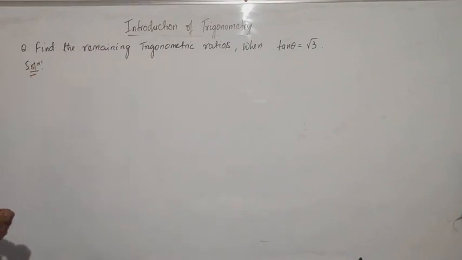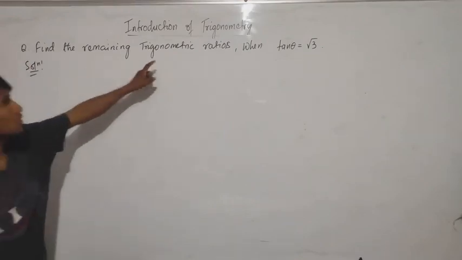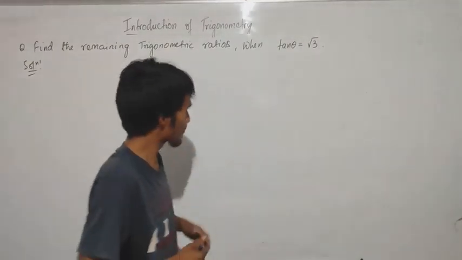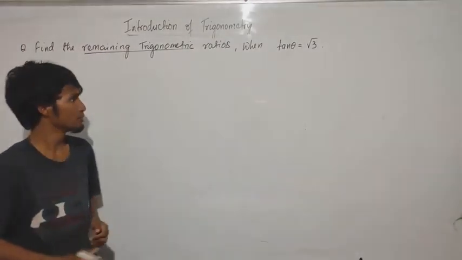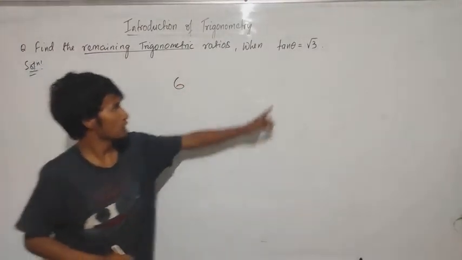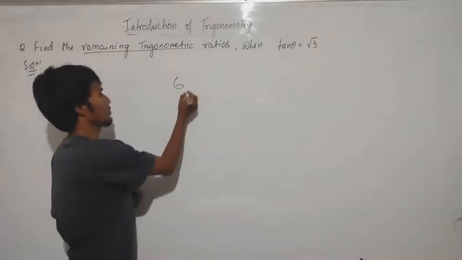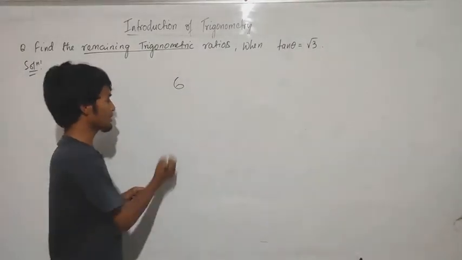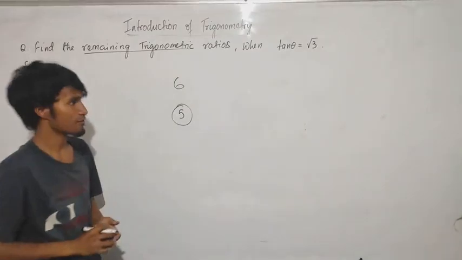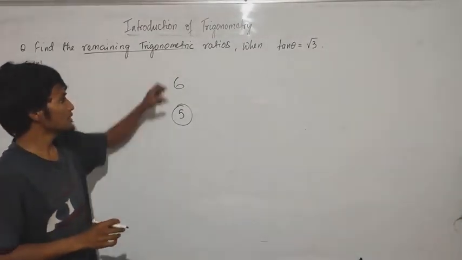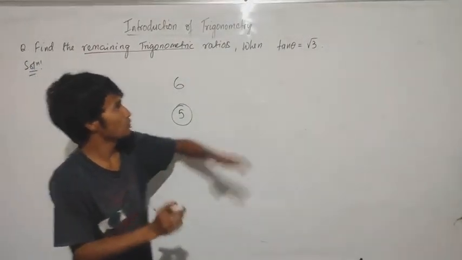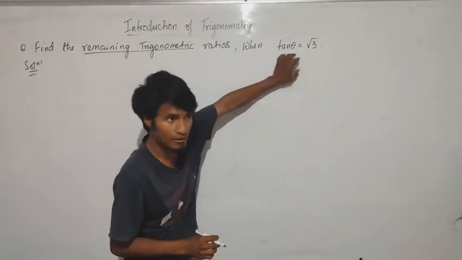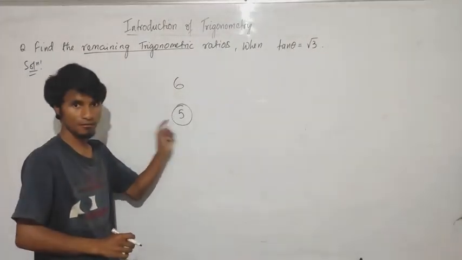Now what do we need to find? We need to find the remaining trigonometric ratios. How many are there in all? There are 6, and 1 is given. Then what is left? We need to find 5. There are 6 trigonometric ratios in total, but 1 is already given, so 5 are left.